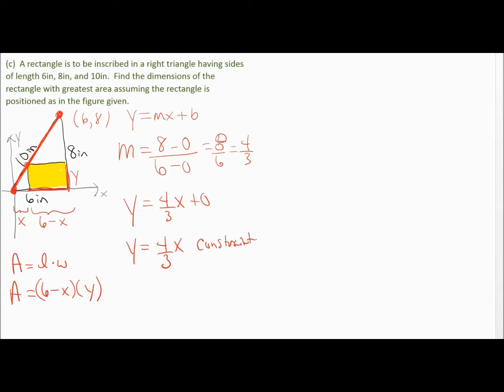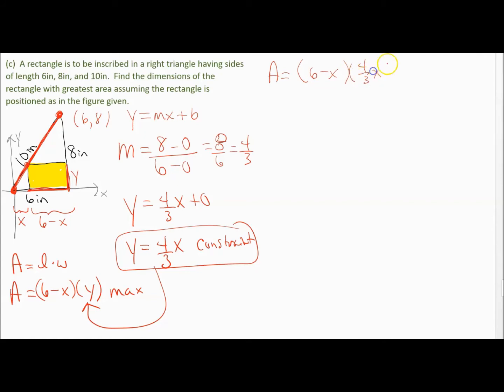All right, now what do? Once you have your constraint equation, which is here, you plug it into your max-min equation, which we're maximizing. So our constraint is applied. I'm going to plug that y equals 4/3 x right there. That's going to give me area now is equal to 6 minus x. Remember, that was your length, times your height is y, but now we're going to write it as 4/3 x.